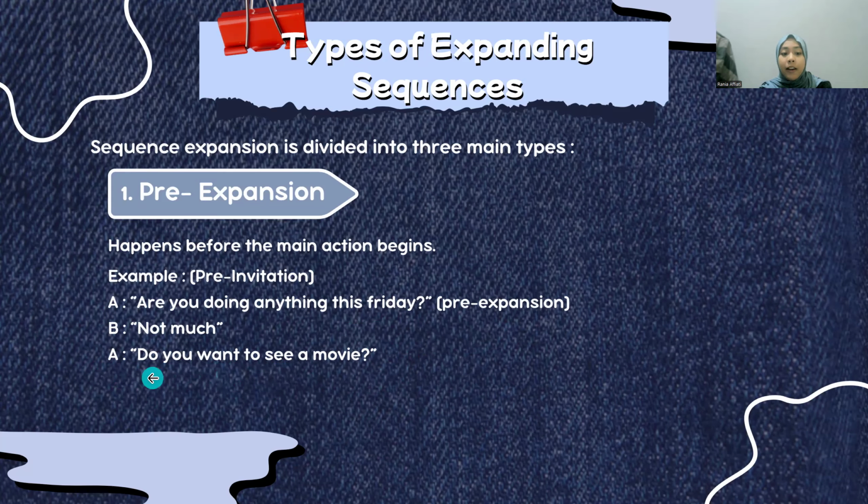But speaker A adds some extra part, just to start the conversation. So speaker A is doing the pre-expansion of it: "Are you doing anything this Friday?" This is just to check whether speaker B is available or willing to accept the invitation.